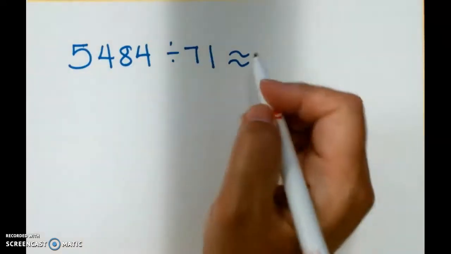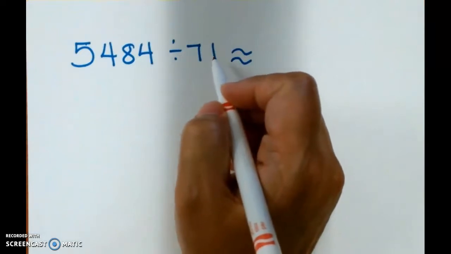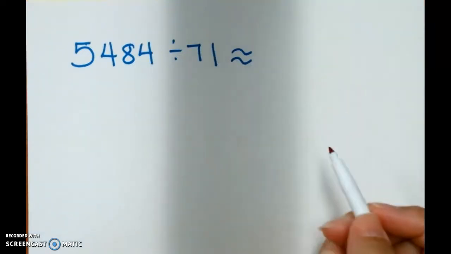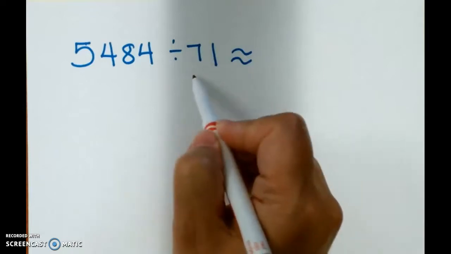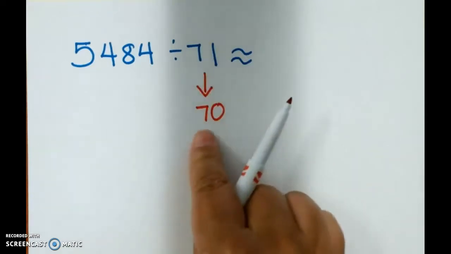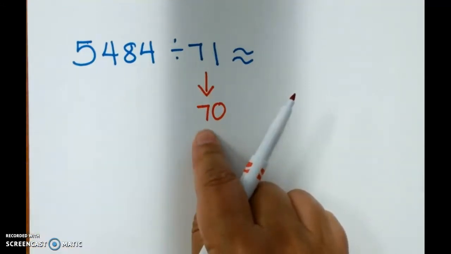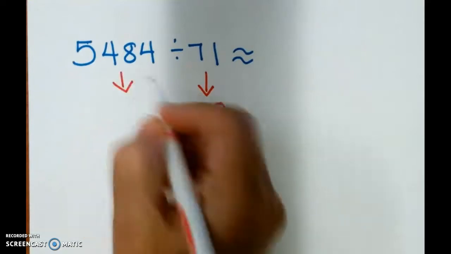Okay, so let's keep going and try another one. So now I'm going to divide 5,484 divided by 71. So again, 71 is really close to 70. And what's my closest multiple of 7 to 54? Well, that would be 56.